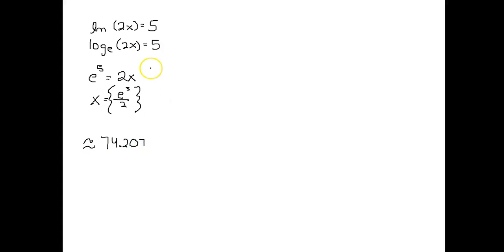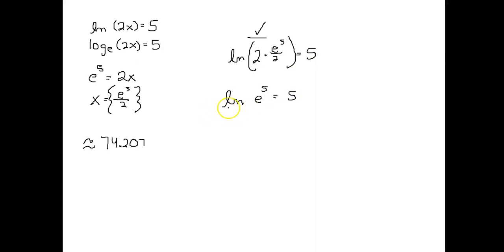And if you put that back into your original equation, you've got natural log of 2 times e to the 5th over 2 equals 5. So you've got natural log of e to the 5th equals 5. Well, properties of logs, the natural log of e raised to a power is just going to equal the power. So it works out. There you go. So that answer is correct.